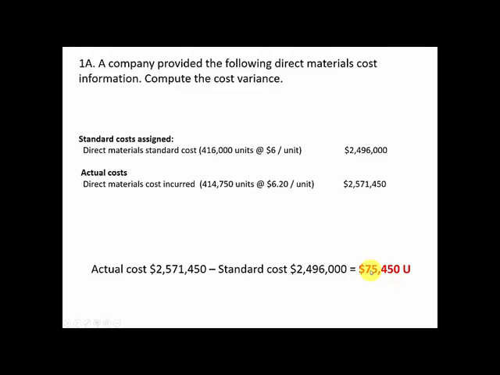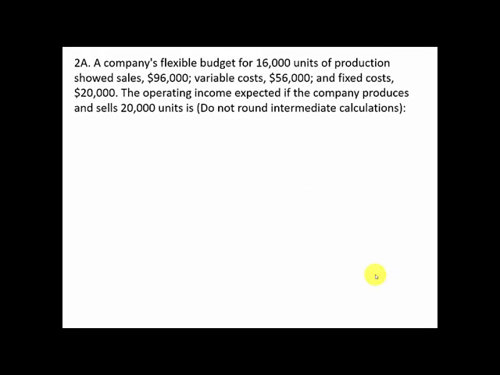It's unfavorable because anytime that the actual is higher than the standard, it's unfavorable. If the actual is lower than the standard, then it's favorable, but this is unfavorable. So that's the total cost variance.